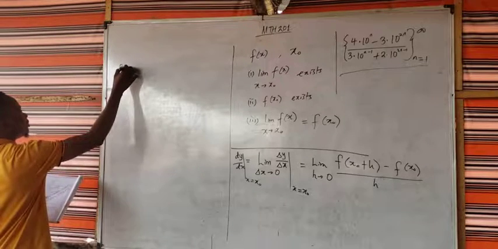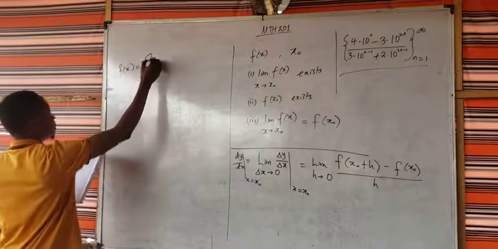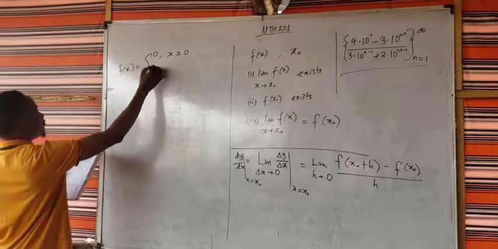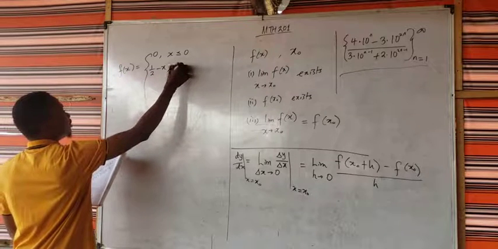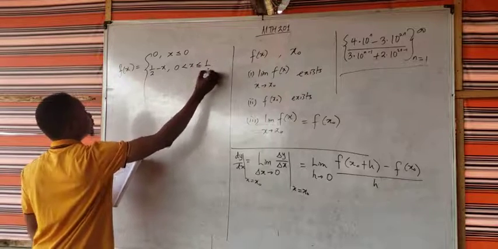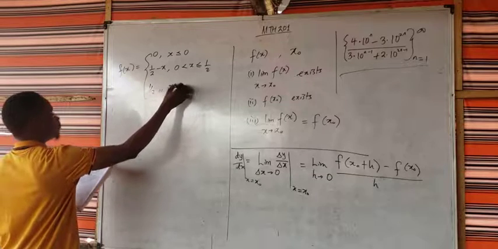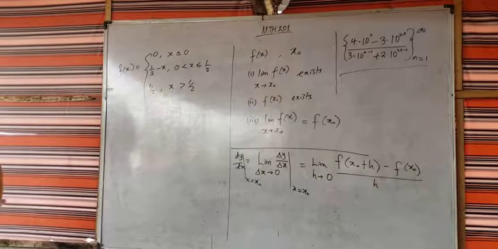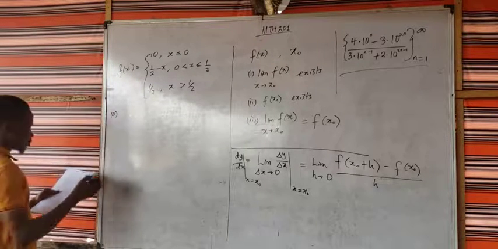So we are also given this function. It is defined such that it is 0 when x is less than or equal to 0. This is a very vital question that you usually come across on continuity. So you are being asked this question: what can you say about this function above?